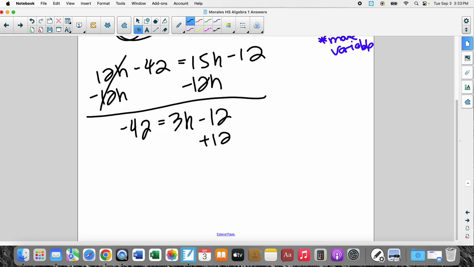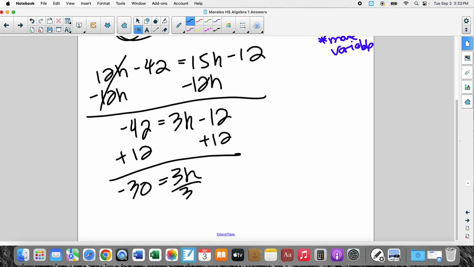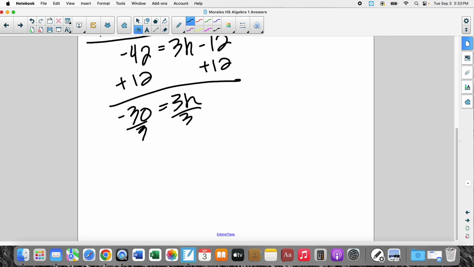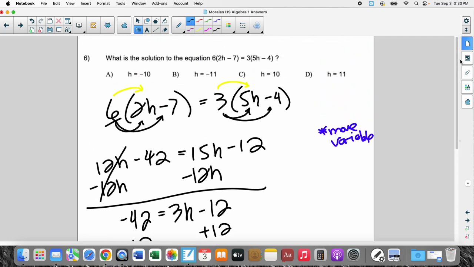So we'll get rid of the things being added and subtracted first, and then we'll get rid of the multiplication. So it leaves me with negative 10 equals h. H equals negative 10. Let's look. That would be A.